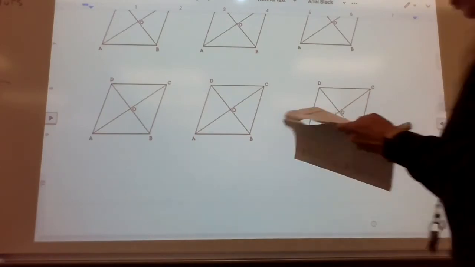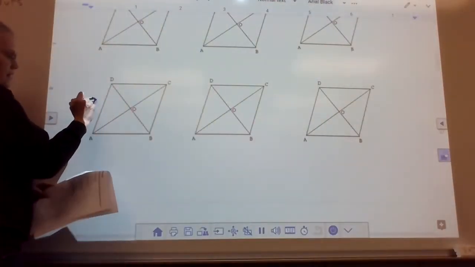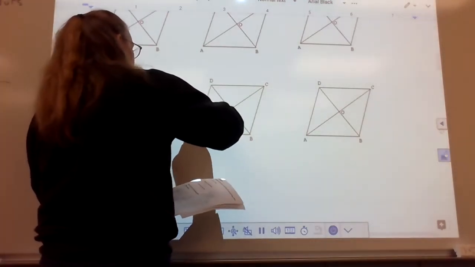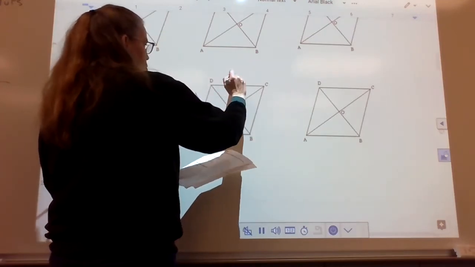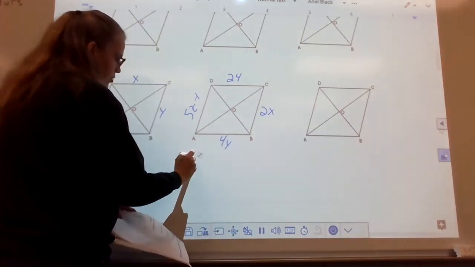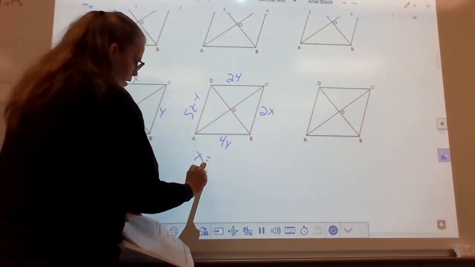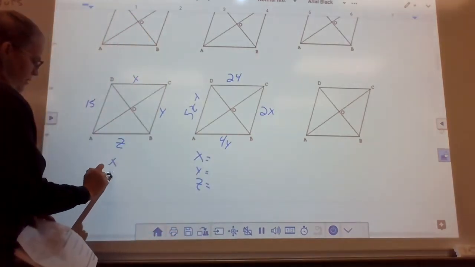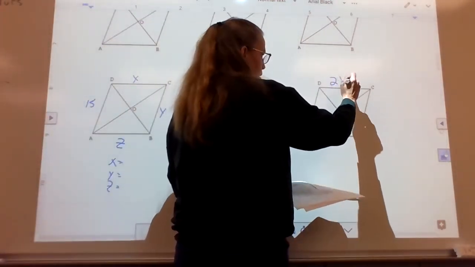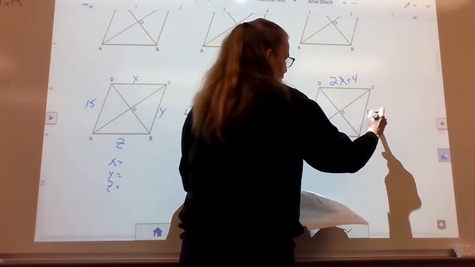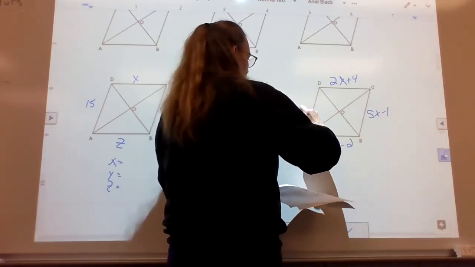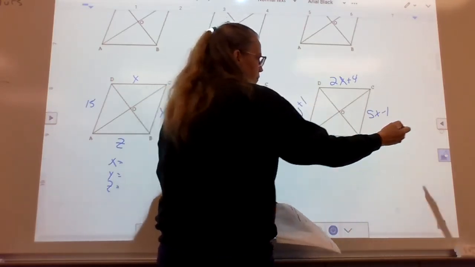Now, again, let me give you some information. 15x, y, z. 5z minus 1, 24, 2x, 4y, and I'm trying to find x, y, z. On the last one, 2x plus 4, 5x minus 1, 4y minus 2, w plus 1. And I'm going to change colors.